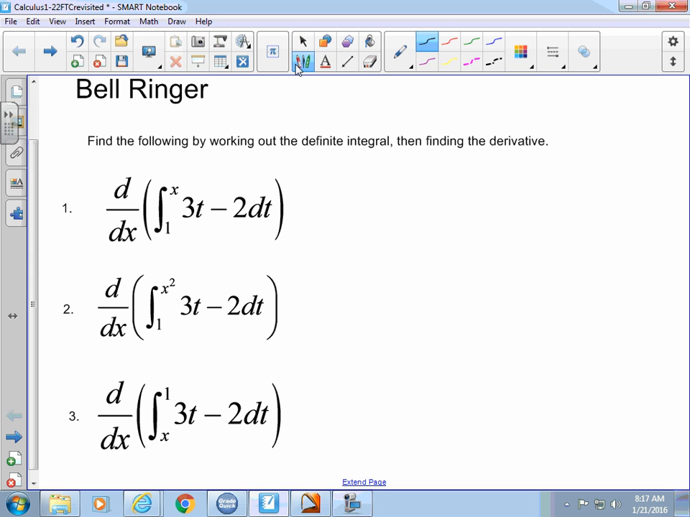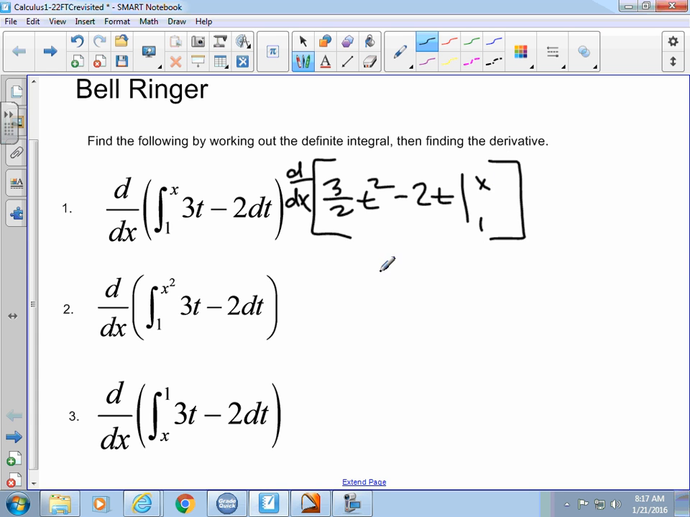First one, and I told you to do it the long way. Some of you probably realized as you were doing it that it felt kind of stupid, but we'll do it anyway. So I'm going to start on the inside, and I'm going to do the antiderivative of 3t minus 2. What is the antiderivative of 3t minus 2? 3 over 2t squared minus 2t. I'm going to evaluate that from 1 to x.